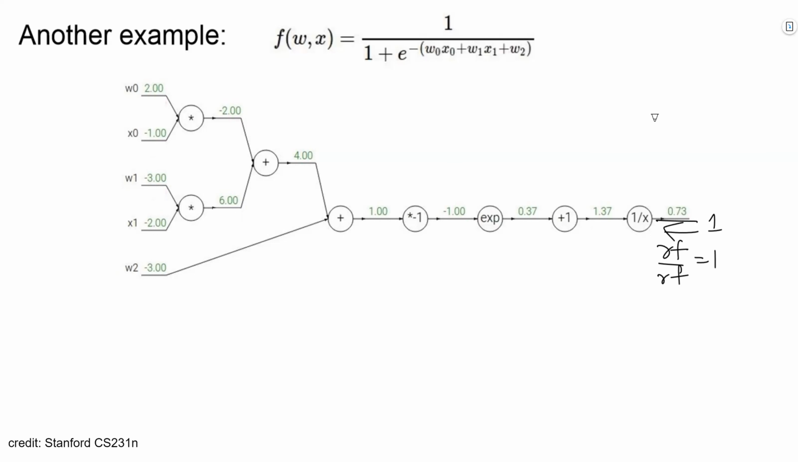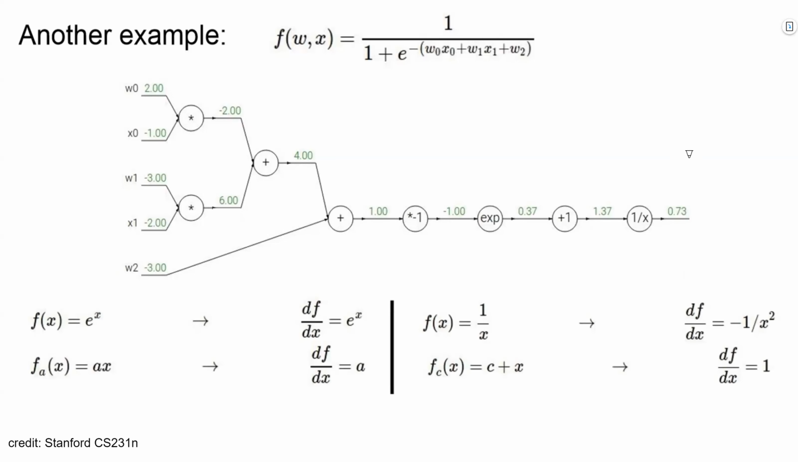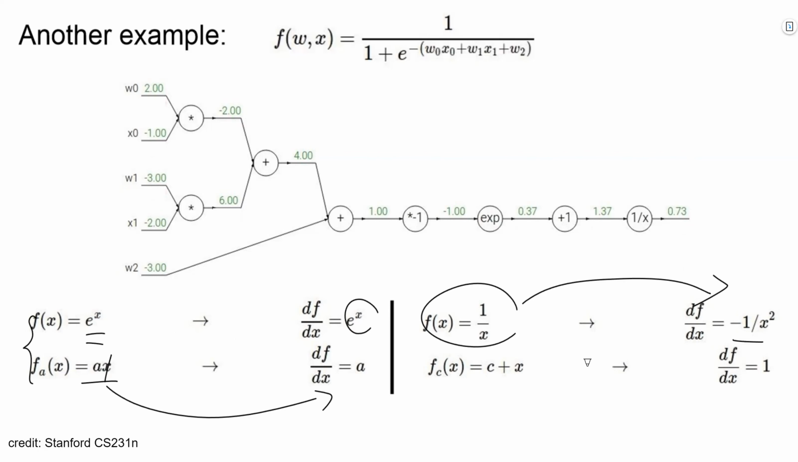All right, have you calculated the backward path on your own? To calculate the gradients, we need to use these derivative rules. When you derive the exponential function, it is just itself. This one becomes a because we need to remove x. And this one, c plus x becomes 1, like this. I guess you all know this.